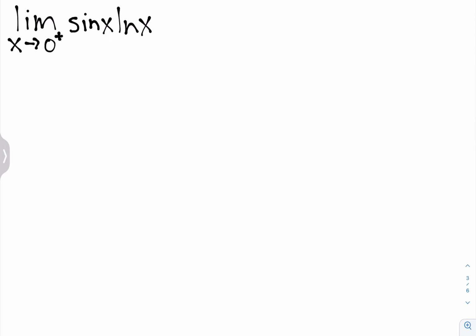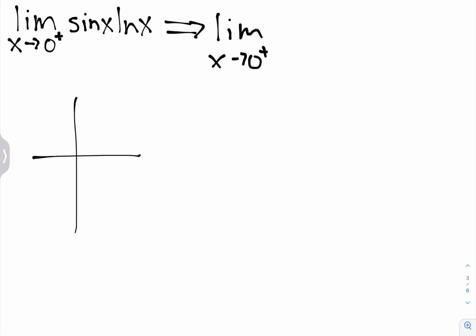Okay, next one here. Limit as x approaches 0 from the positive direction of sine x ln x. Okay, so we're going to write this as a quotient again. Every single time we're going to write it as a quotient because we know how to use those in L'Hopital's rule. And there's this plus here just because we can't approach 0 from the negative direction for using ln x, because the natural log of x only exists for x greater than 0. It can't be less than 0.